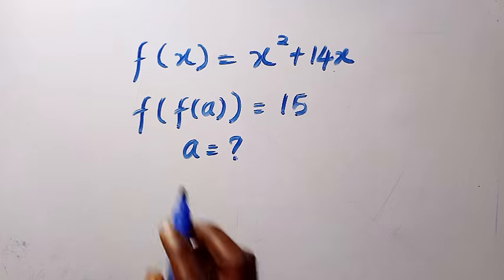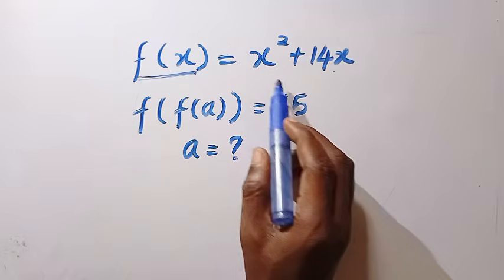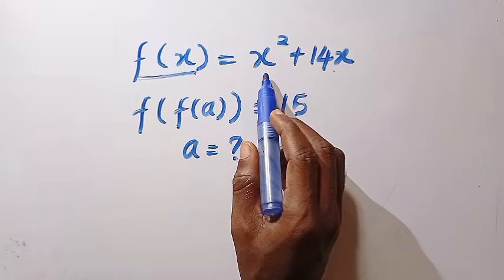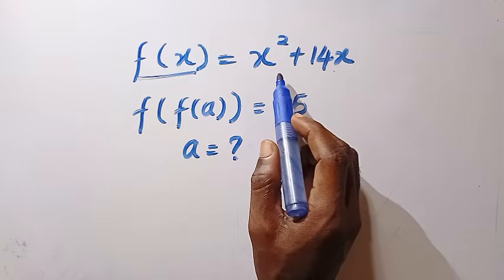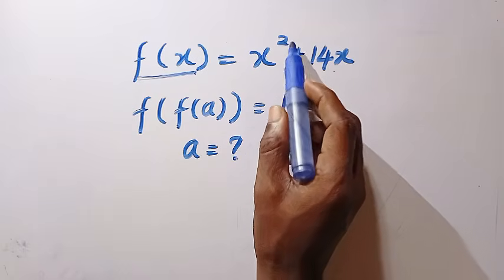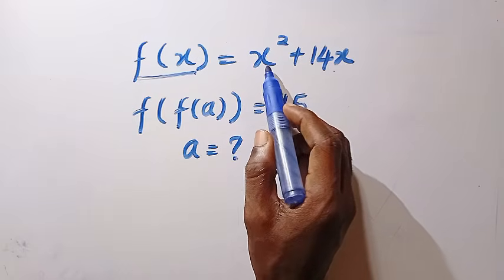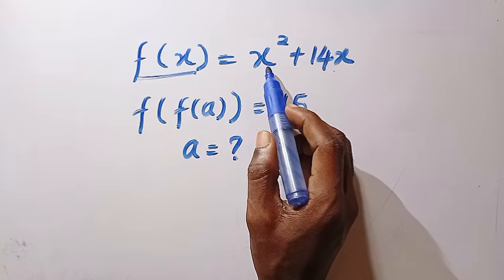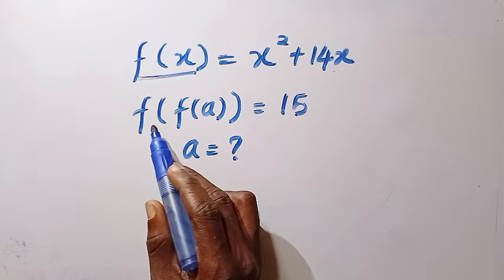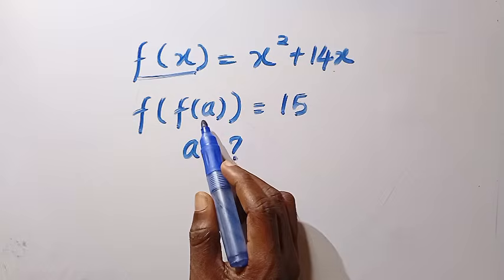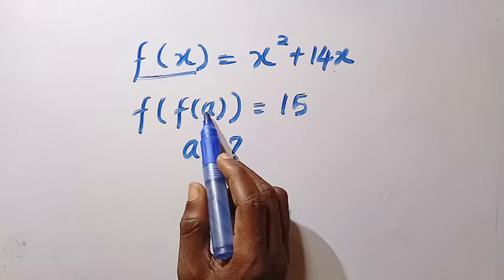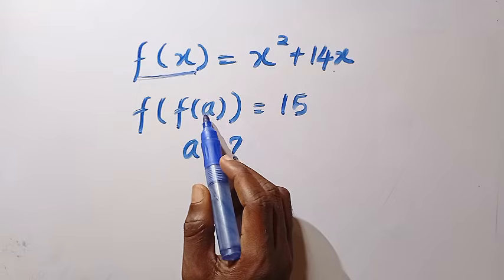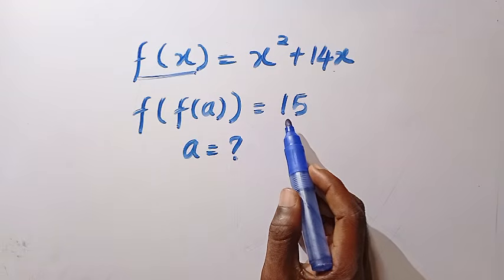We have here a function f of x which is defined on a real number, and the function here is a quadratic function. This is the power of 2 at the base of x. Then we have f of a, which is a composite function, equals 15, and we need to know what is a for us to have 15.